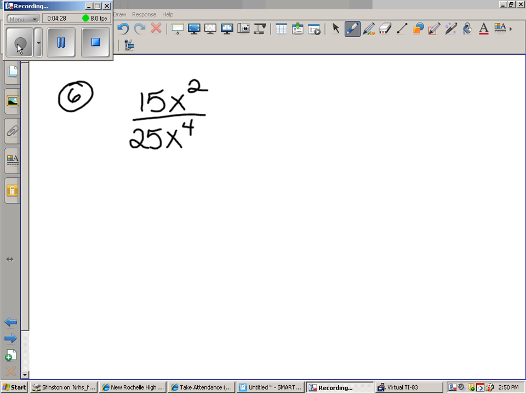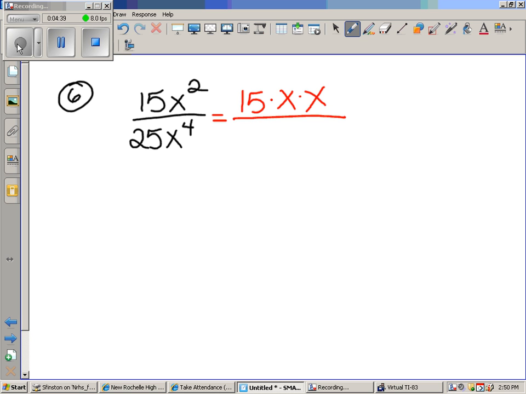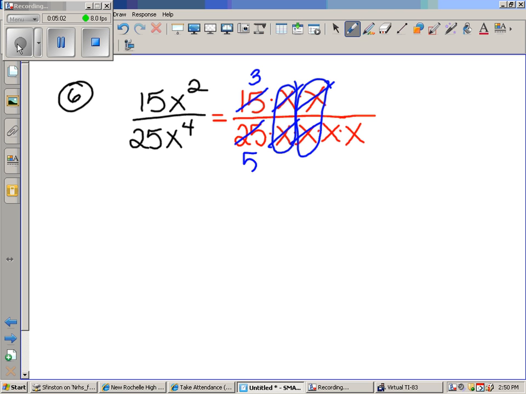So just like before in our lesson, this question is a combination of the last 2 that we've done. Let's write it out. That's 15 times x over 25 times x times x times x times x, because there's 4 of them. And now we reduce it. These 2 x's cancel away. These 2 x's cancel away. 5 goes into 15 3 times, and 5 goes into 25 5 times. So our final answer is just 3 over 5x squared.